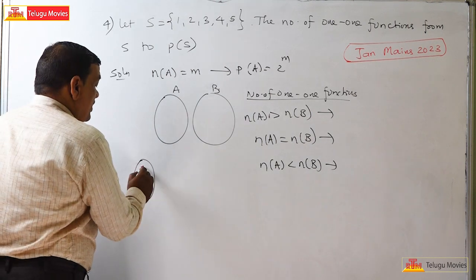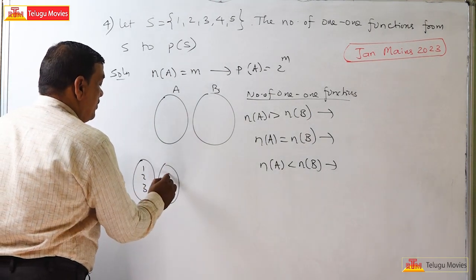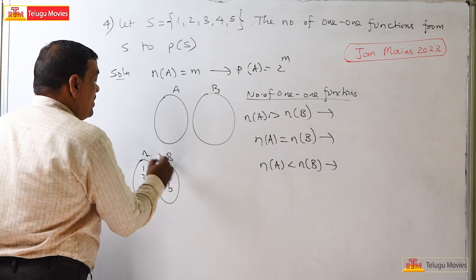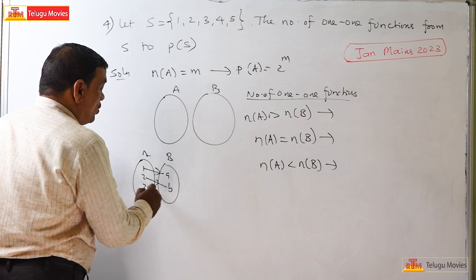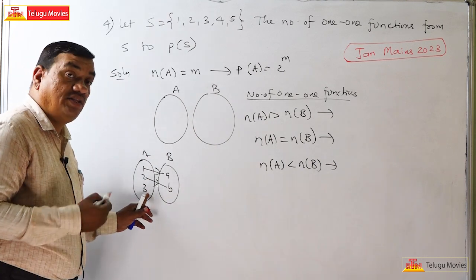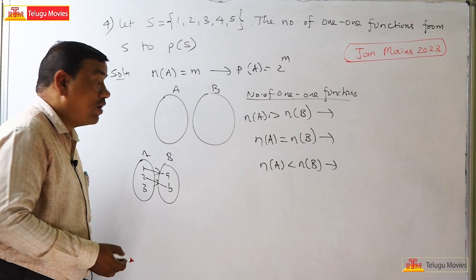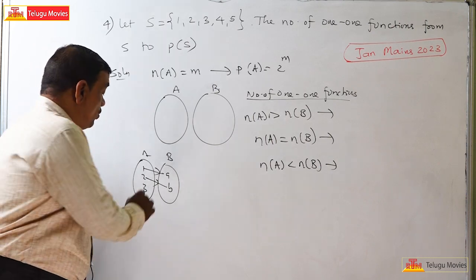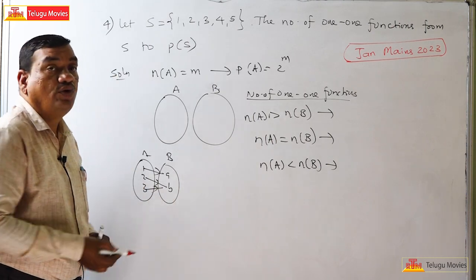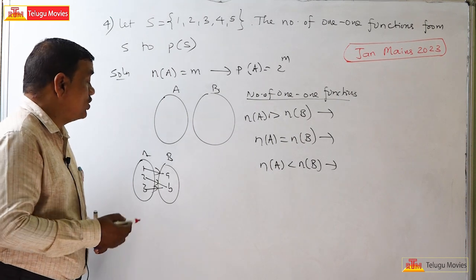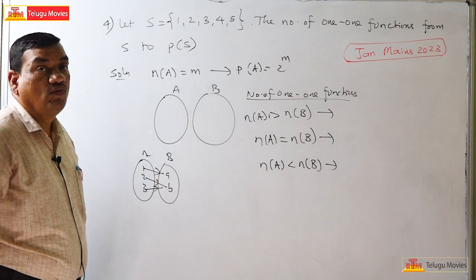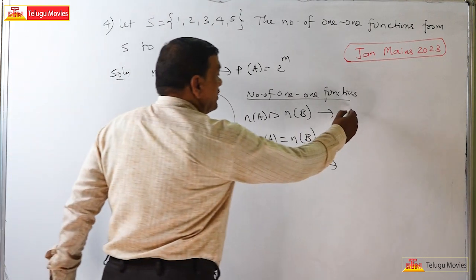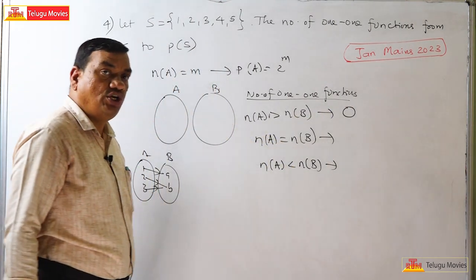see here, for example, 1, 2, 3 is A, and B is there. Then how many one-one functions will be there? See here, 1 is mapped onto a, 2 is mapped onto b, then 3 is left over. Then we have to make it a function. We have to attach it to any one of the elements of B which is already mapped. Then it is not a one-one function. Therefore, the number of one-one functions is 0.